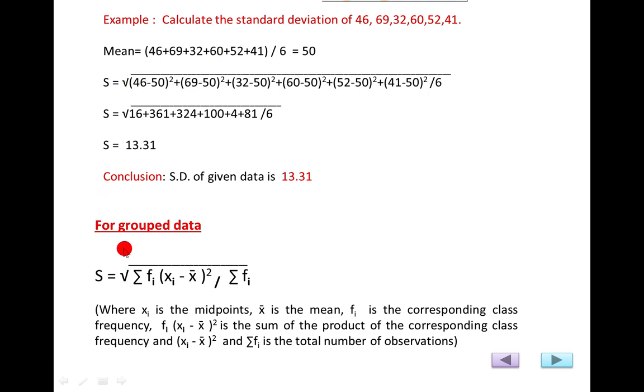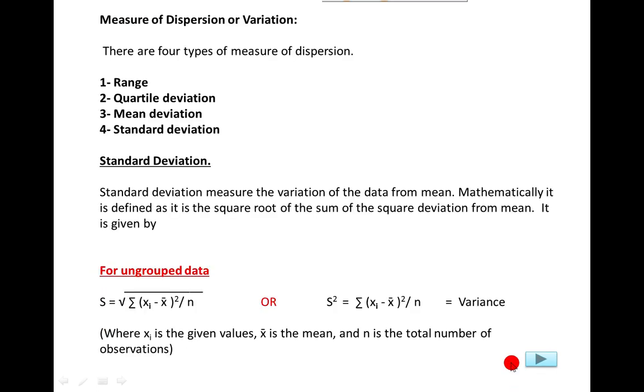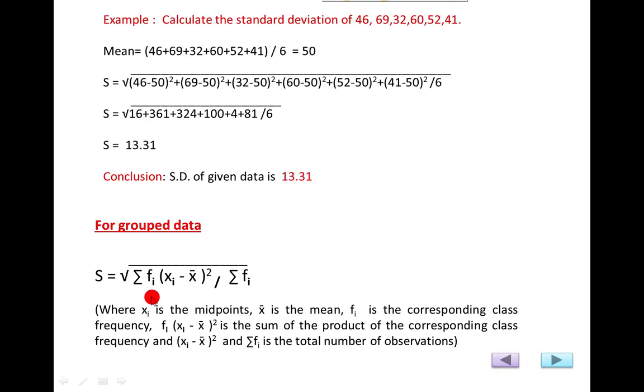Now this is the formula for grouped data. Same as the previous formula, if we write here fi, and instead of n, summation fi. You know that n is the total number of observations, and summation fi is also the total number of observations or frequencies. Same as the mean, you will multiply the corresponding frequencies in the numerator term. So fi into the same term, xi minus x bar whole square, divided by summation fi.